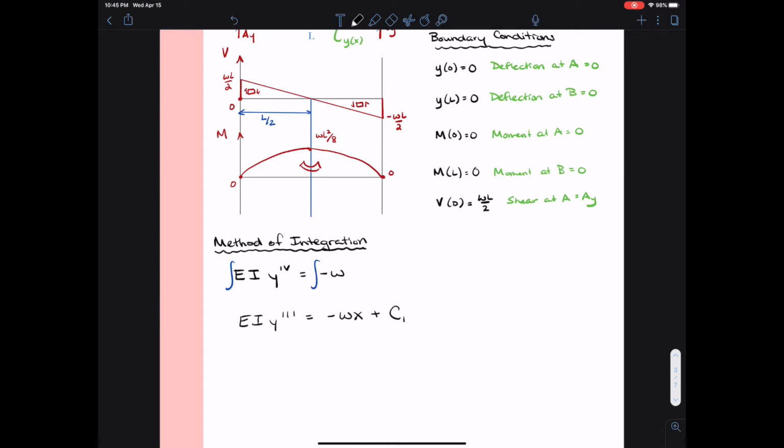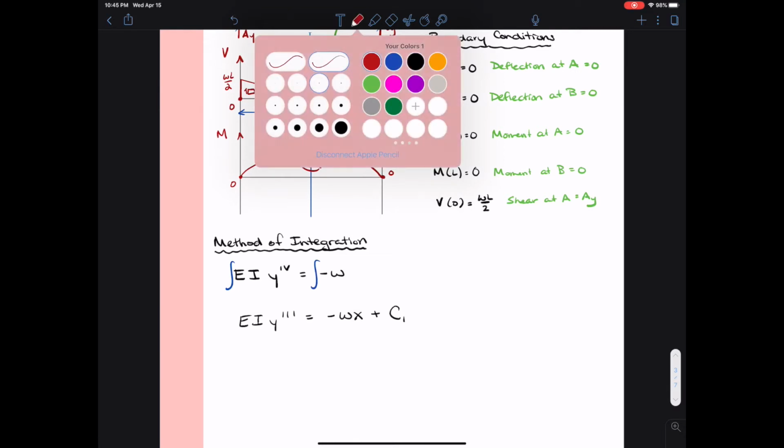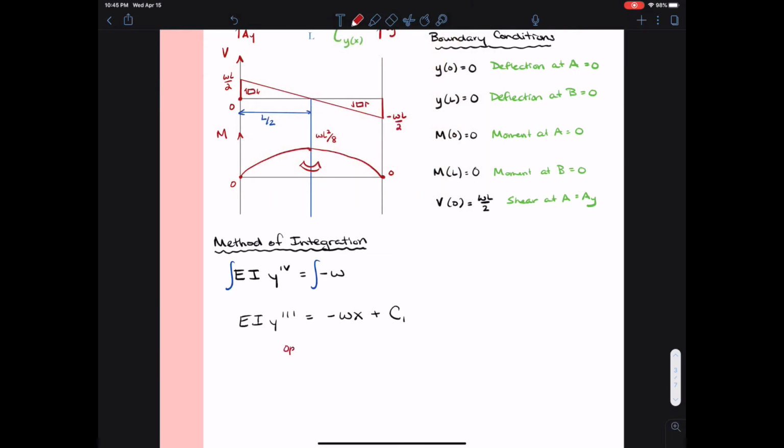And I'm integrating the right-hand side with respect to x, negative omega x, plus my first constant of integration. So we see with method of integration, we're integrating this equation backwards in terms of x, because we're trying to solve for y in terms of x, but we'll also get these constants of integration.